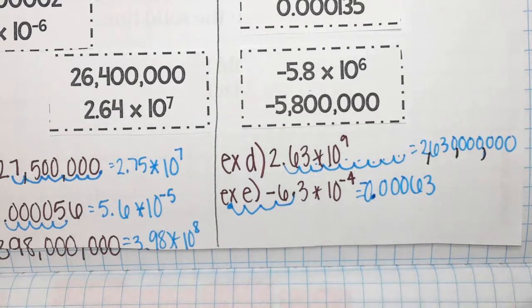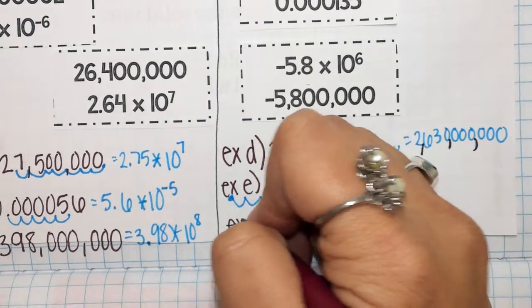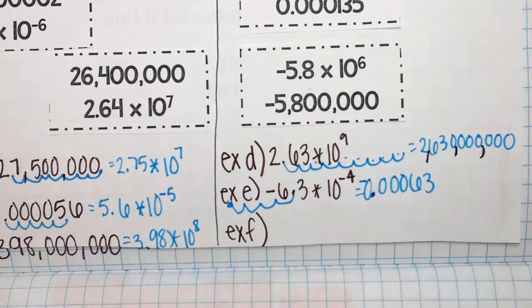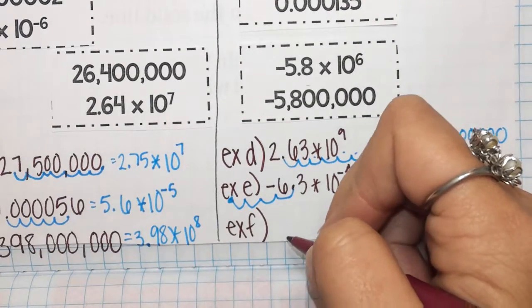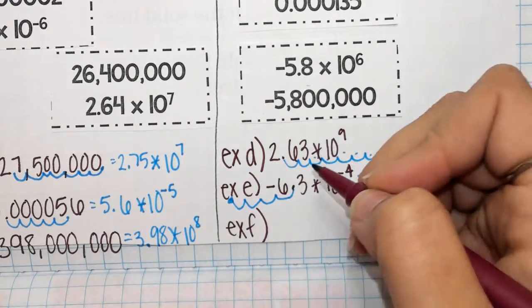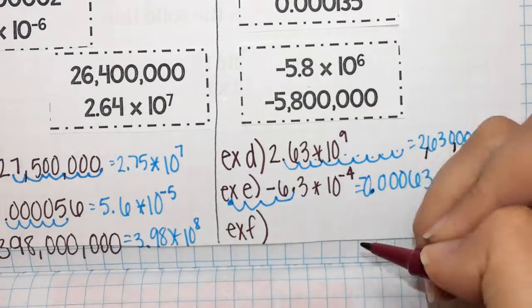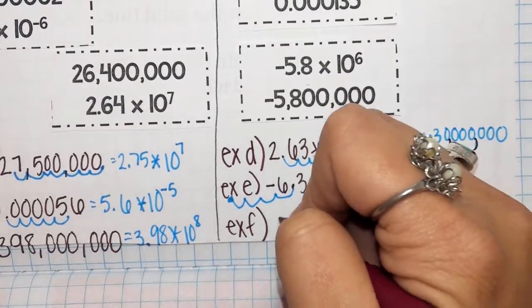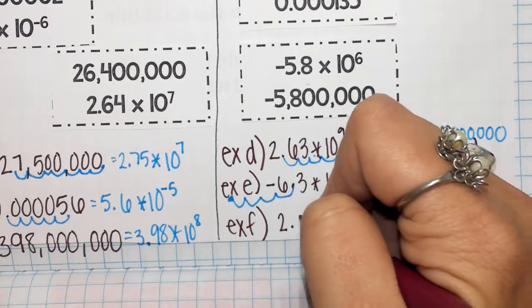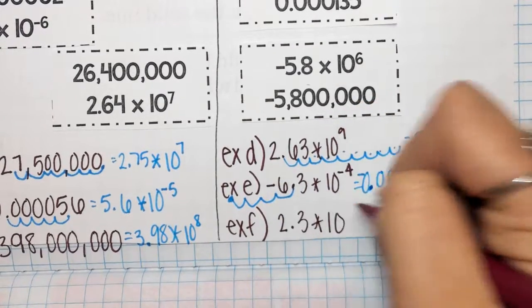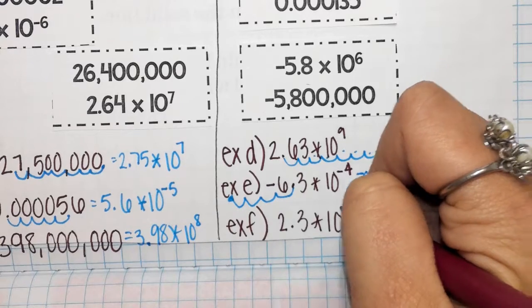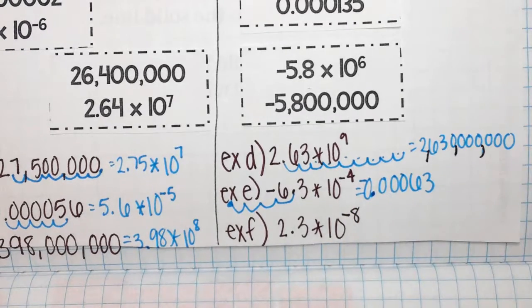Yeah. Alright, last one, and then homework. So that we can practice the first part of it together and make sure we're all on the same page. Well, with the first part of our lesson. Alright, so let's do 2.3 times 10 to the negative 8th power.